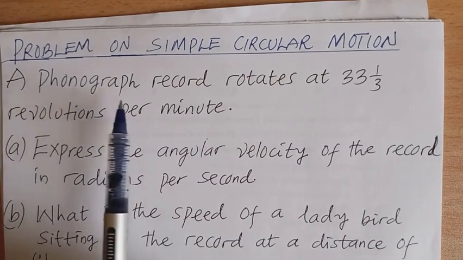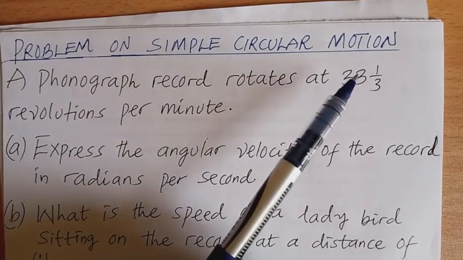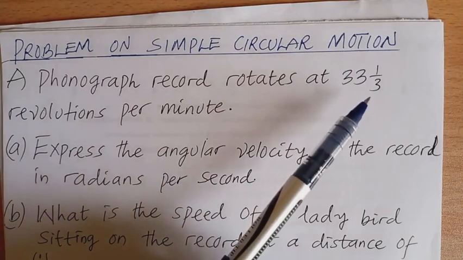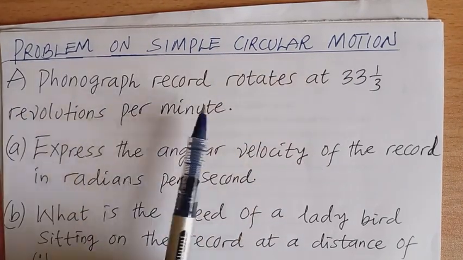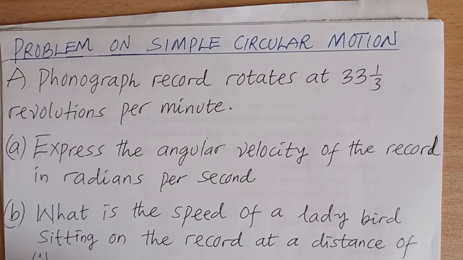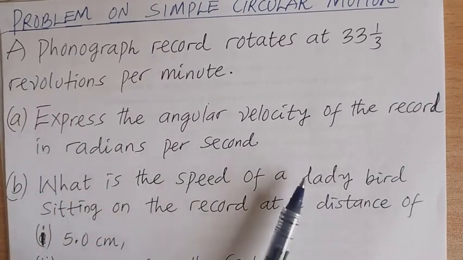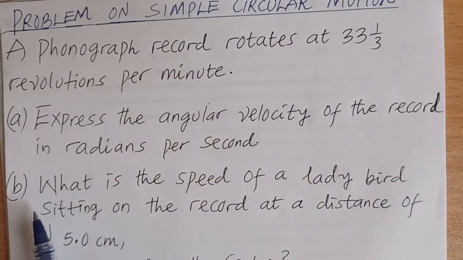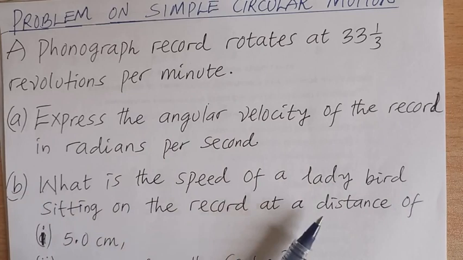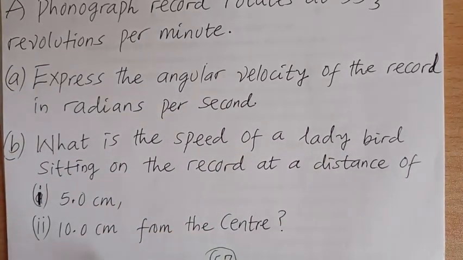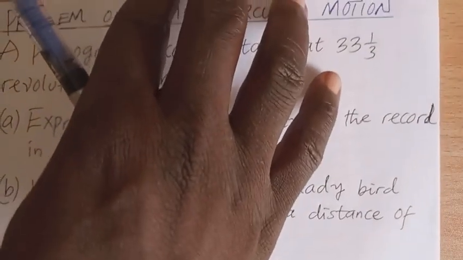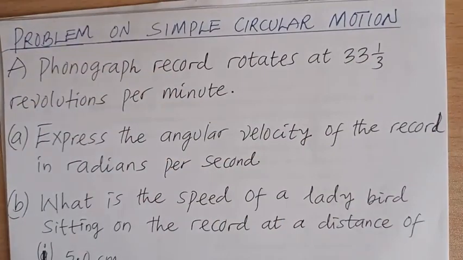Let us read it as usual and find a solution to the problem. It says a phonograph record rotates at 33 1/3 revolutions per minute. A, express the angular velocity of the record in radians per second. B, what is the speed of a ladybird sitting on the record at a distance of 5.0 centimeters and at a distance of 10.0 centimeters from the center of the phonograph record?